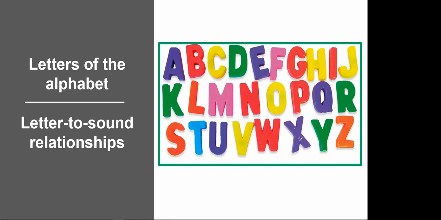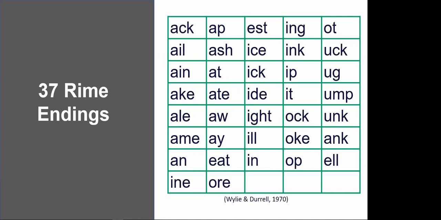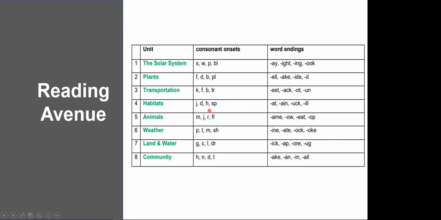Reading Avenue kind of chunks that instruction by focusing on these 37 rhyme endings. These were identified way back in 1970 by Wiley and Durrell as the most common word endings that allow us to identify, read, and spell 500 words. It's a little bit of a shortcut to learning how to decode everything. So what Reading Avenue does is it focuses instruction on these common rhymes with these consonant onsets.